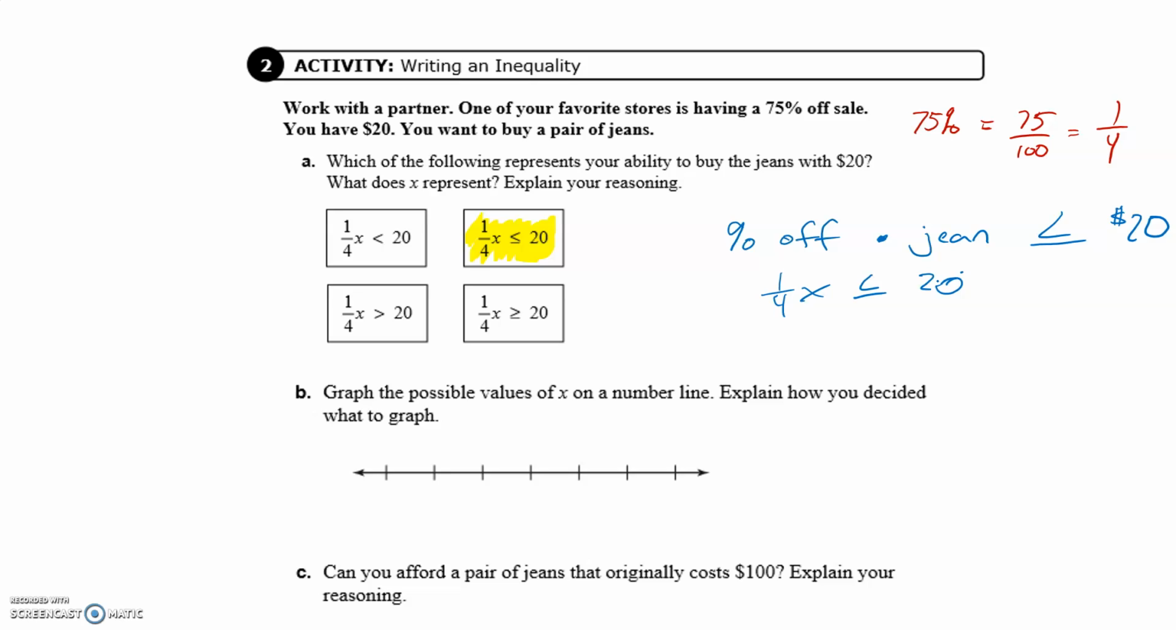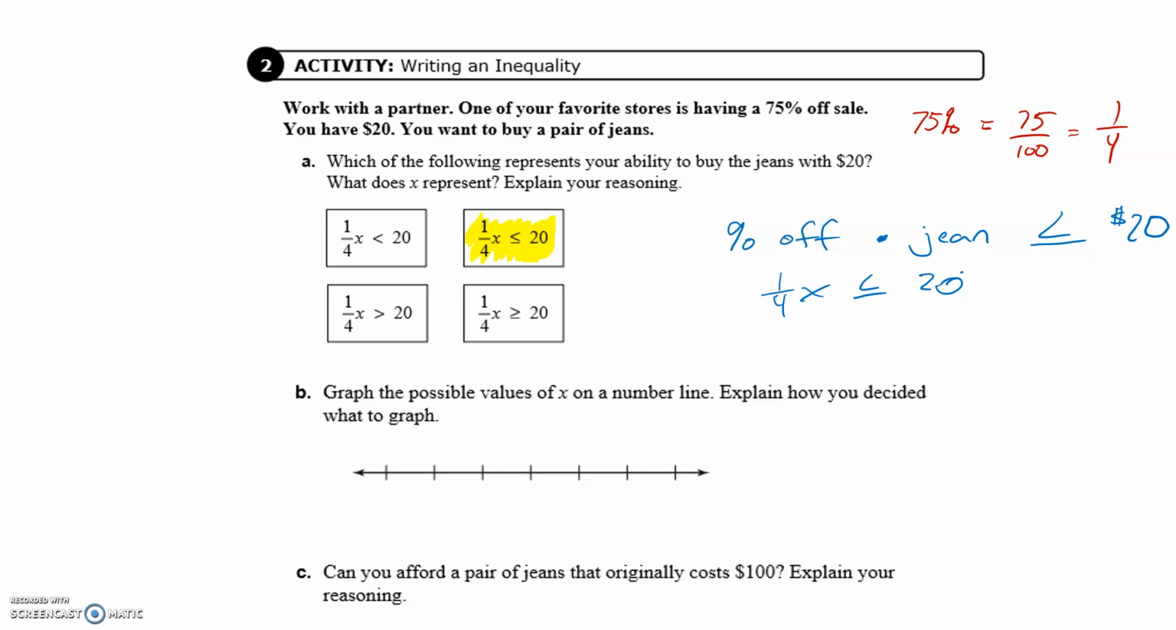All right, graph the possible values of X on a number line. Explain how you decided what to graph. All right, so let me go back a step. Let me clarify something. The 1/4, if it's 75% off, that means you're only paying 1/4 of the original price, and that's why it's 1/4 and not 3/4, because it's 75% off. So 4/4 minus 3/4, you're paying 1/4.